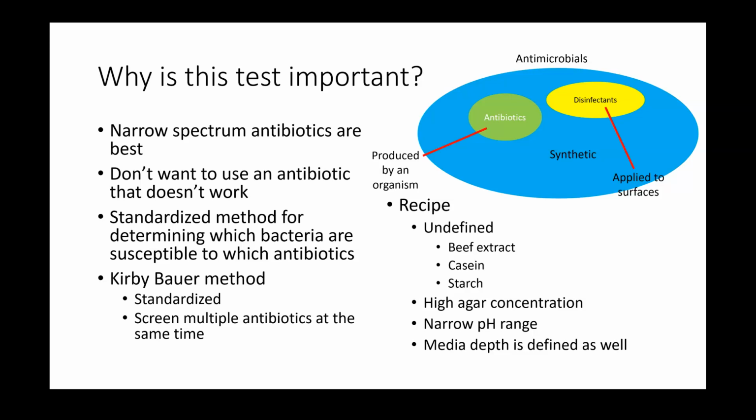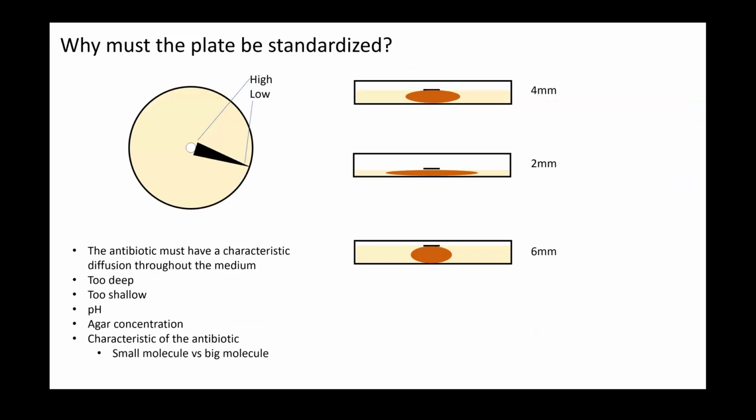There's also a very narrow pH range. They want to make sure the pH is between 7.2 and 7.3, I think 7.2 to 7.4. And the depth at which we pour the media into the plate is really important as well. I want to say it's defined at 4 millimeters for an effective test. Why is it so important that these things are how they are? Why must the plate itself be standardized? Well, let's think about our plate.